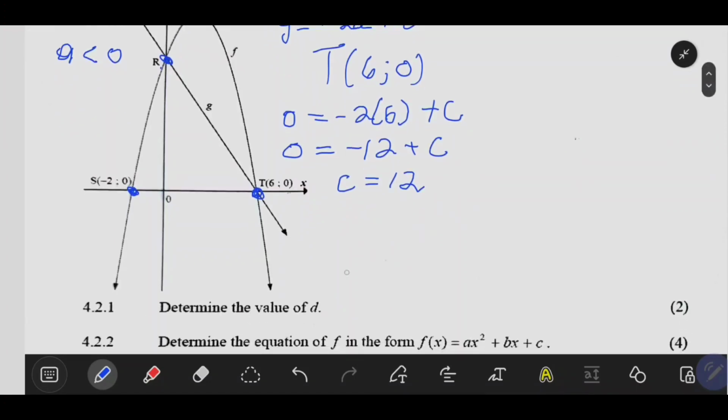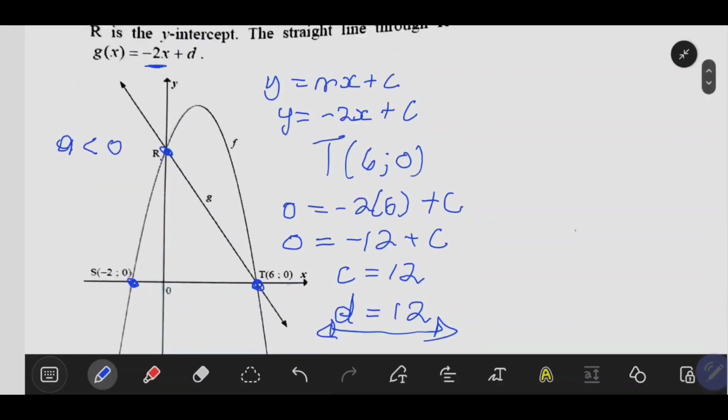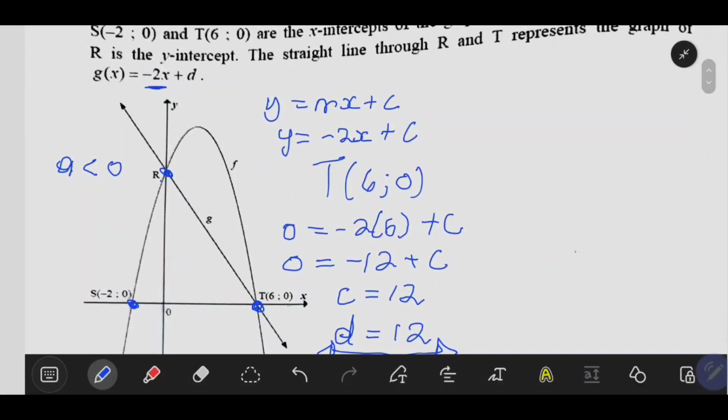So it means the value of d is equal to 12. Our value of d is 12. All right. And remember something from the lesson of linear function. We told you that the value of c determines the y-intercept, which is d in this case. So the value of c in this equation is represented by d. So the value of d determines the y-intercept.